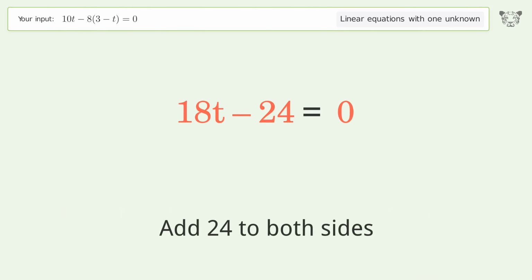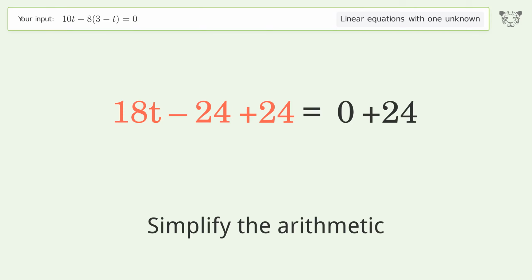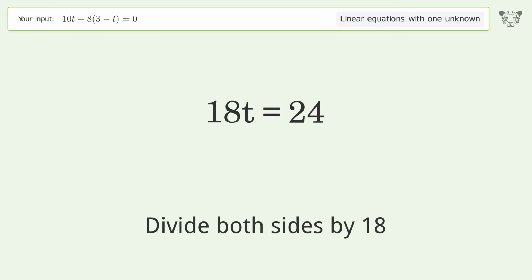Add 24 to both sides. Simplify the arithmetic. Isolate the t. Divide both sides by 18.